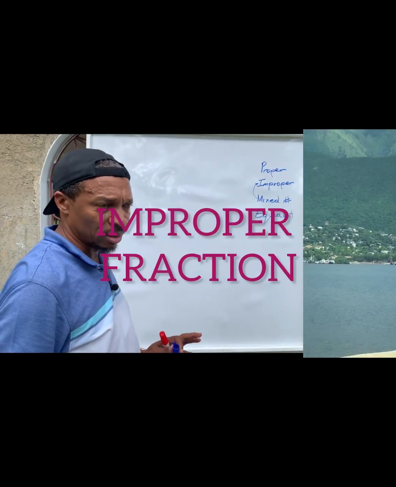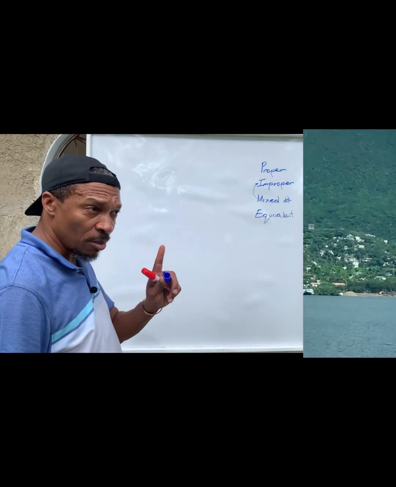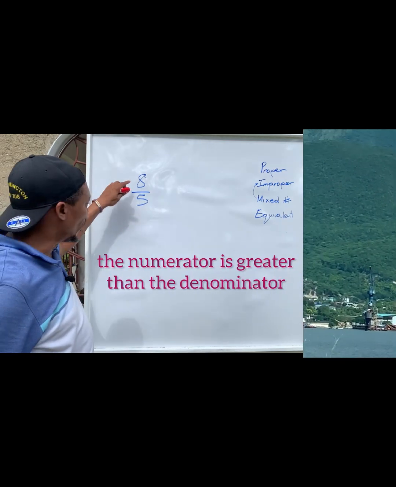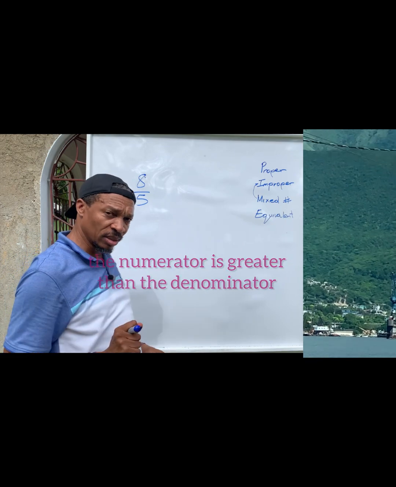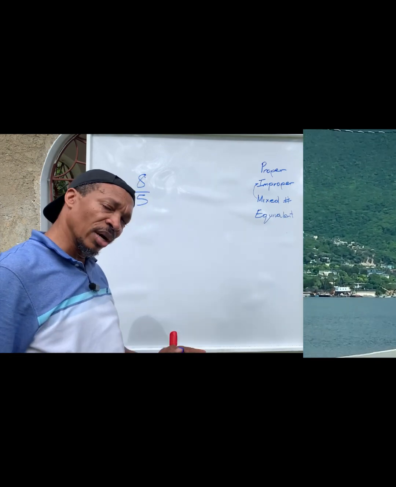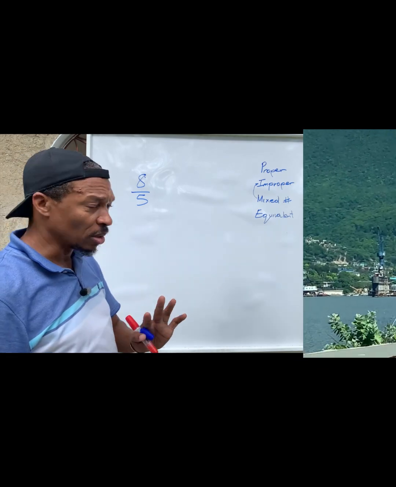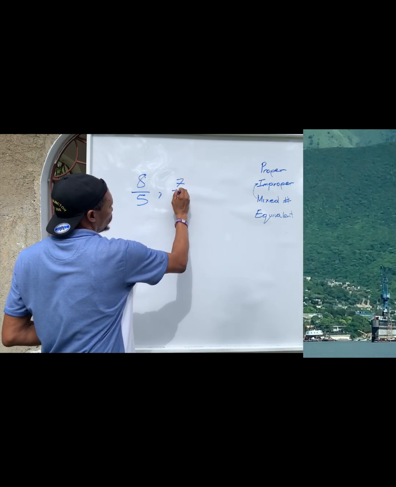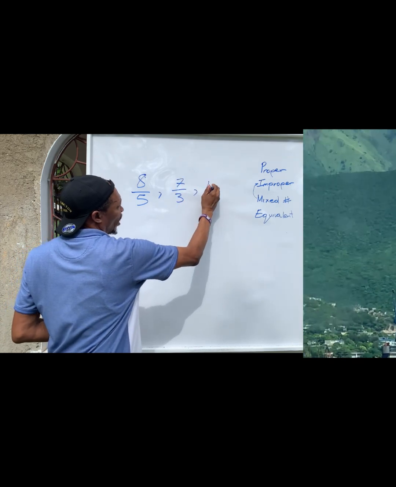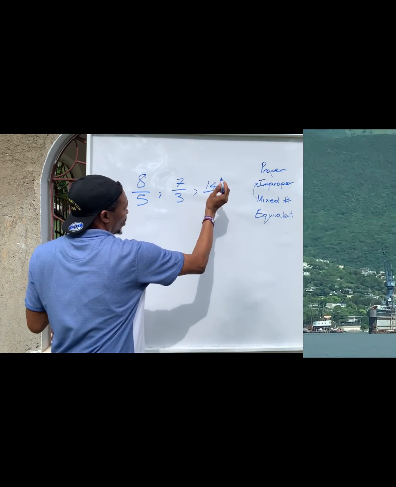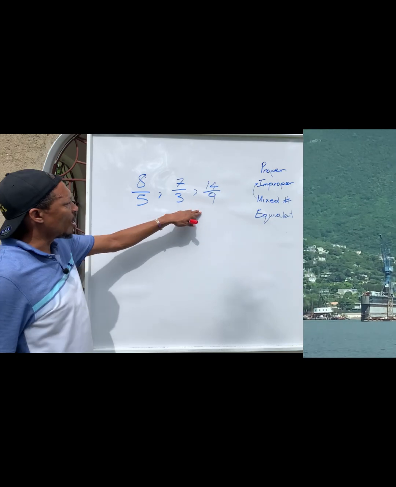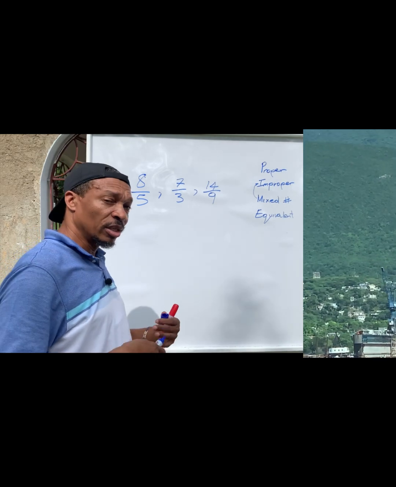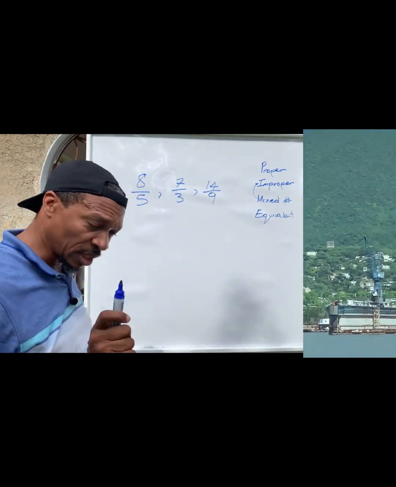Now, an improper fraction is the opposite. That's where the top number, which is the numerator, is greater than the bottom number, which is the denominator. So an improper fraction is where the top number is greater than the bottom number. So this is an improper fraction. So we have 8 over 5, 7 over 3, and we can have 14 over 9. So these are all improper fractions, where the top number, which is the numerator, is greater than the bottom number, which is the denominator.